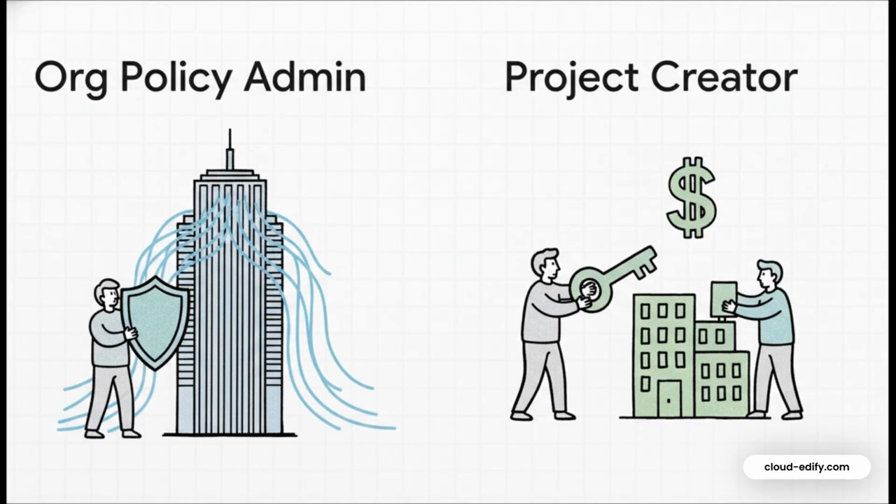Because it's so important, the organization level has some really special roles for managing the building. You've got the organization policy administrator. They get to set the rules for everyone. And then there's the project creator role, which is just fantastic for controlling costs, because you get to decide exactly who is allowed to build new offices and who gets to spend money.